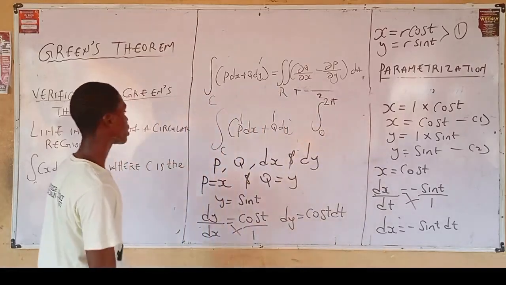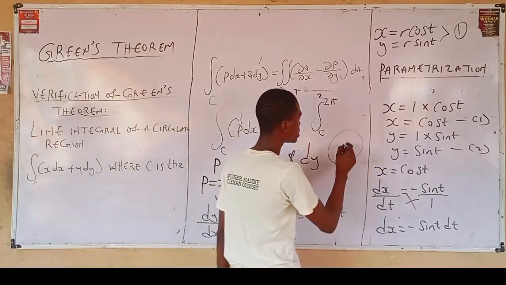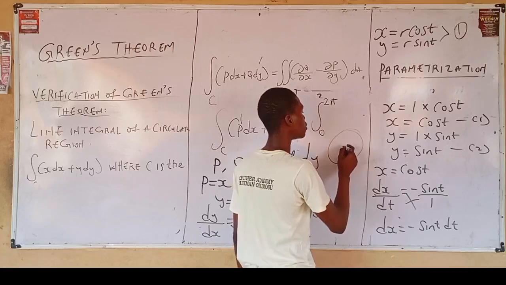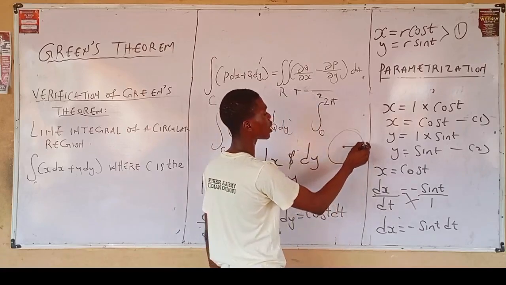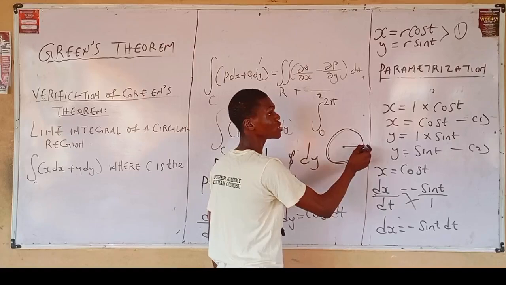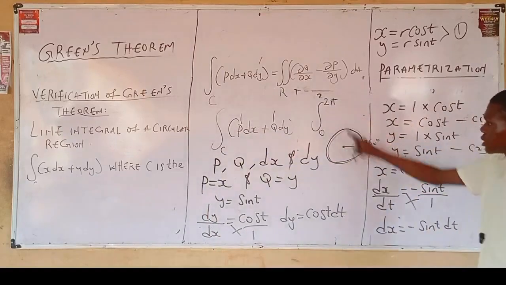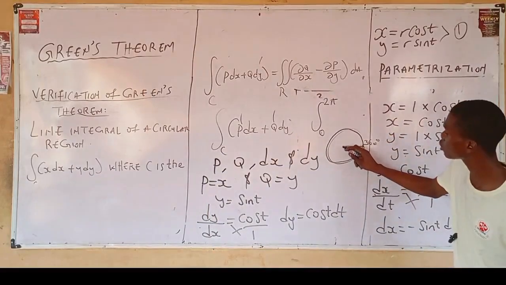Let's relate this to the circle geometrically. Let's say this is your circle, and this is the center of your circle, and this is the starting point. To cover this circle, you are going to move round, covering 360 degrees, and in radians, 360 degrees can be expressed as 2 pi.